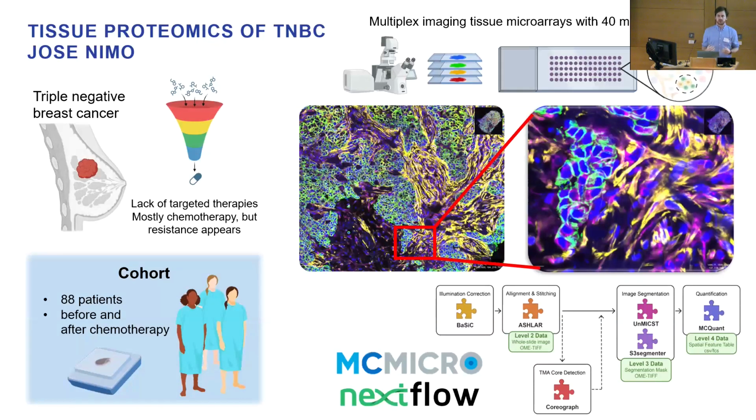The cohort I'll be working on is about 88 patients, and we have samples that have been collected in FFPE before and after chemotherapy. These samples are in the process of being imaged with multiplex imaging in tissue microarrays with 40 markers at 40x in a confocal system. This is to distinguish all the important cell types in the tumor microenvironment: immune, cancer, and fibroblasts. I'll be using, as you have heard from today, MCMICRO, which is a Nextflow pipeline to pre-process, stitch, segment, and analyze all of these data sets.